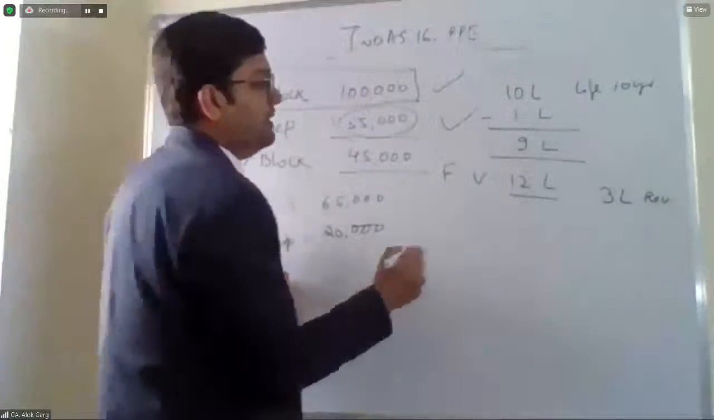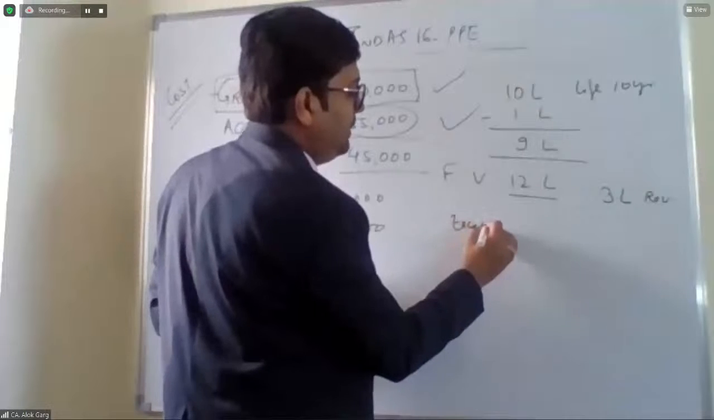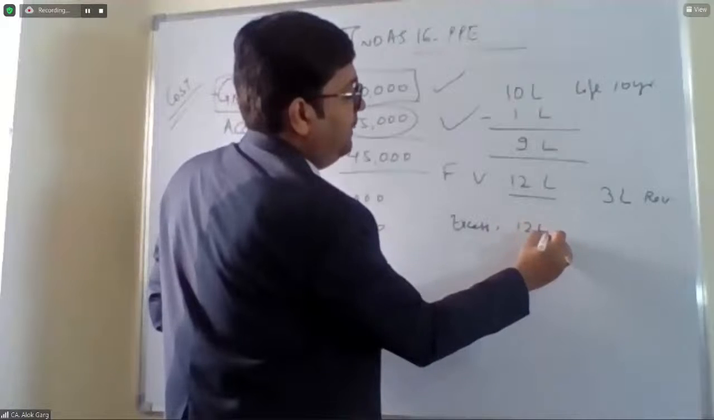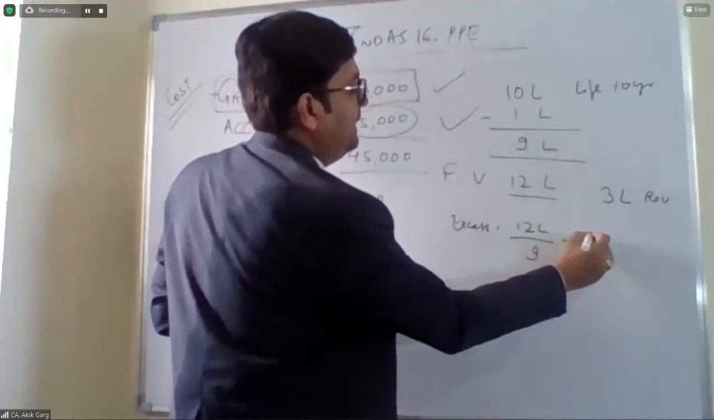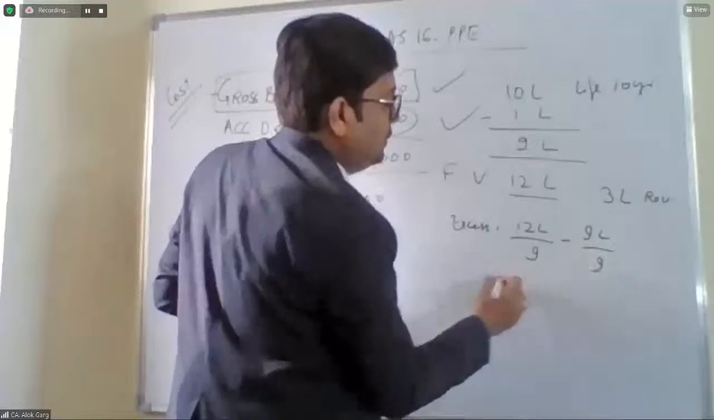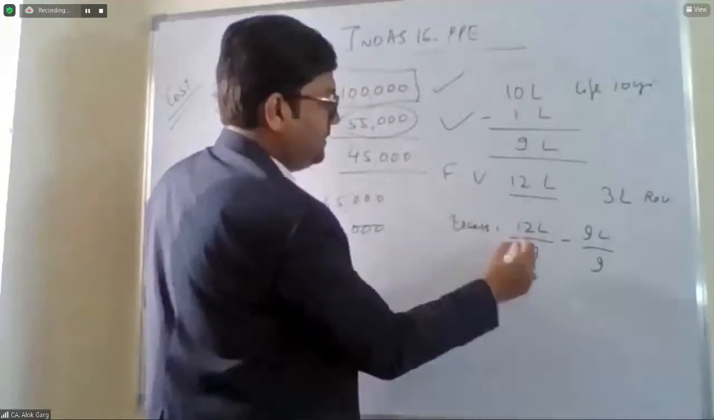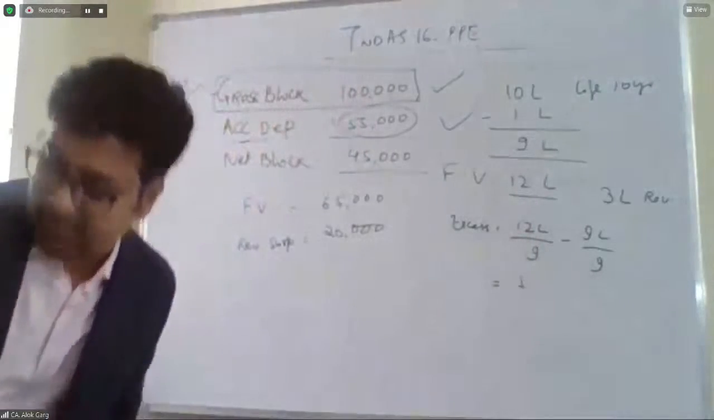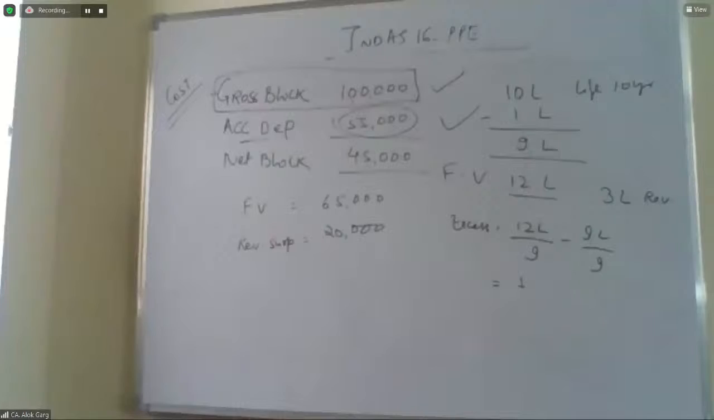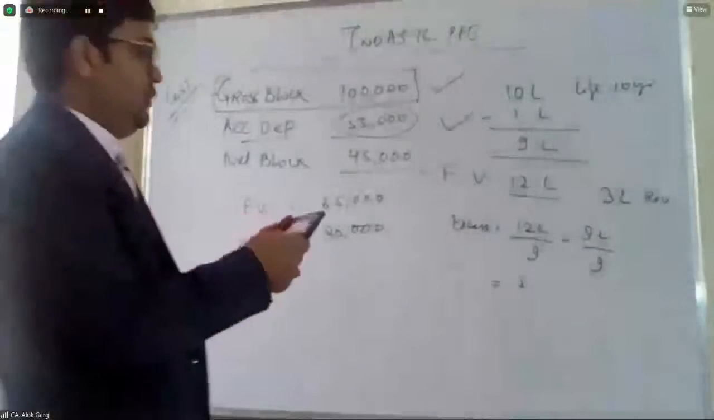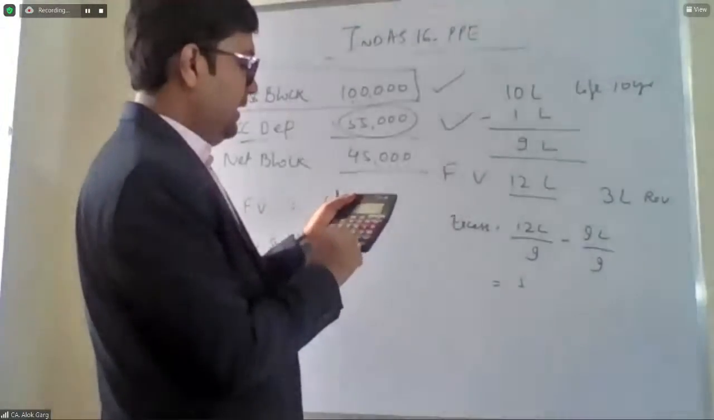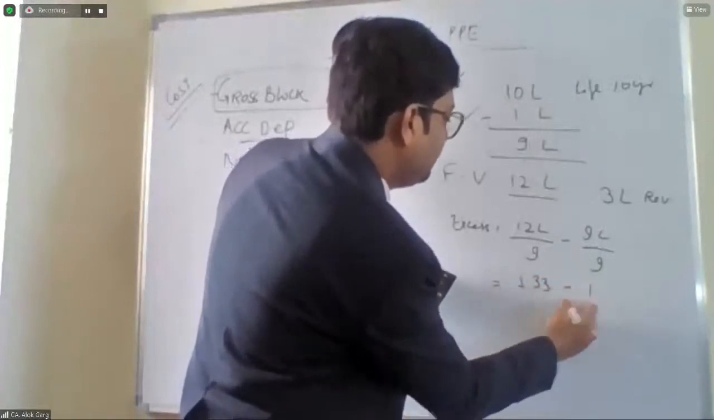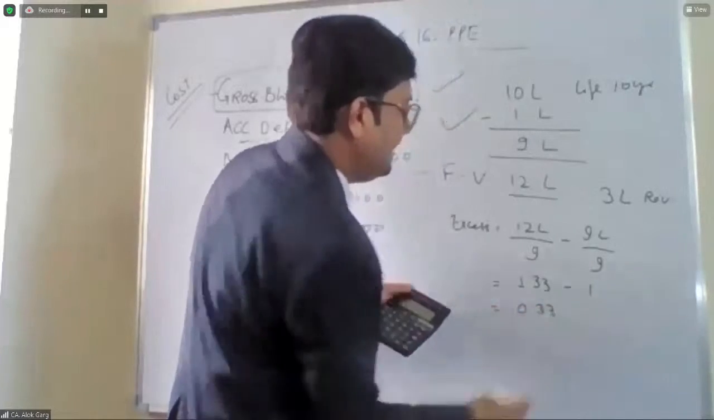Okay. So what is the excess depreciation? Excess depreciation will be 12 lakh divided by 9, because the remaining life is 9, minus 9 lakh divided by 9. So let me take my calculator first. 12 divided by 9 is coming out at 1.33 lakhs, minus 1. So 0.33 lakhs is the excess depreciation.